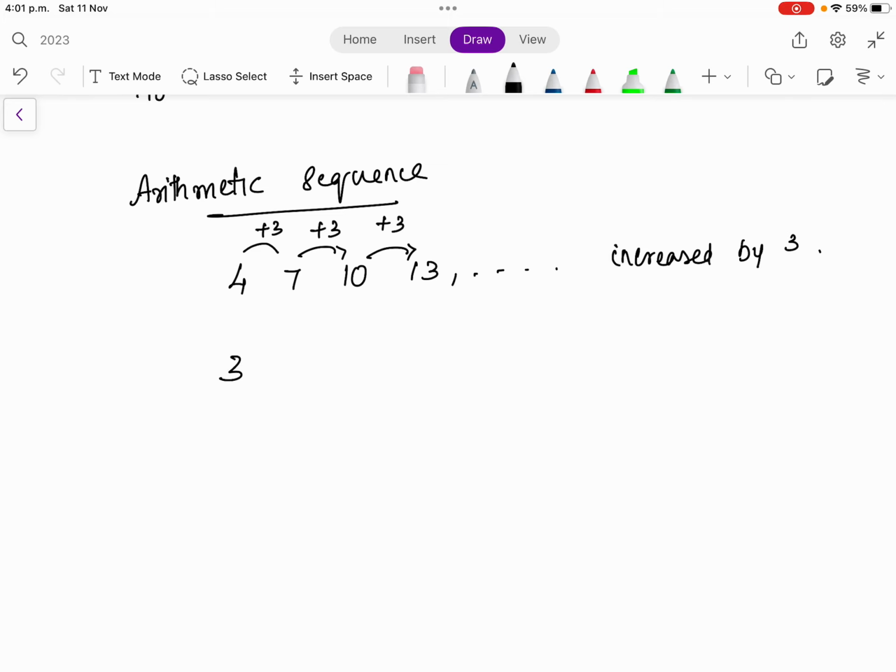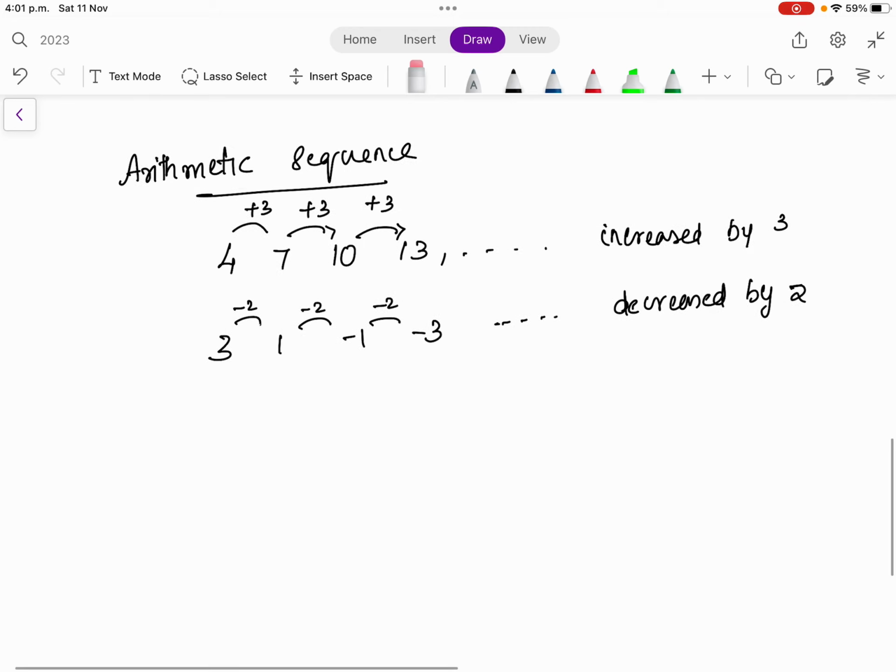Or if you have something like 3, 1, minus 1, minus 3, you can see that each term is decreased by 2. I wouldn't say minus 2 because we are subtracting it. So one is increased by 3, and the other one is decreased by 2.